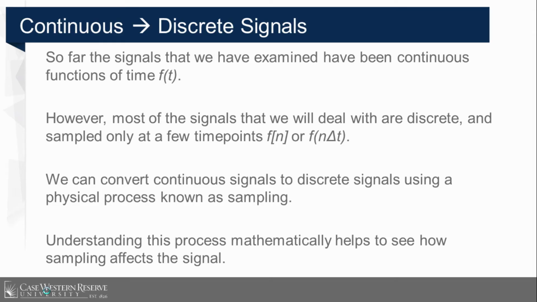So again, so far, we've mostly been looking at continuous functions of time as our signals, and we've been denoting these as f of t. However, usually when we run an experiment, we won't have continuous functions of time, but rather discrete sampled points. So we're denoting our sampled signals now as f of n, where we put n in these square brackets to indicate that these are discrete time points, or f of n times delta t, where this delta t here is our sampling interval, and n is just an integer describing which sampled point we're talking about.